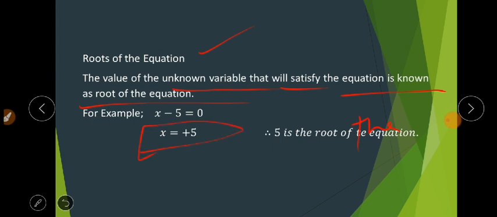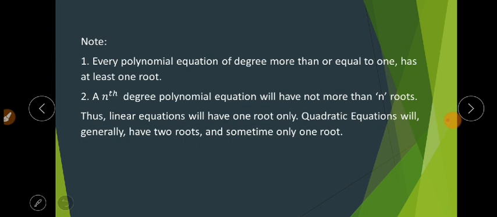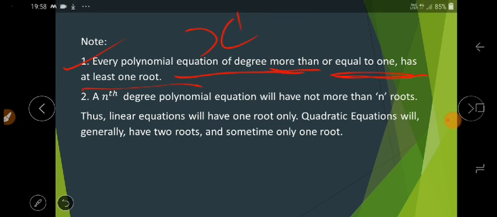Okay, next we have a few notes with respect to equations. The first note is every polynomial equation of degree more than or equal to 1 has at least one root. A polynomial equation of degree 1 means we don't have any power on x. If the degree is equal to 1 also, it should have a root. So every polynomial equation should have at least one root.